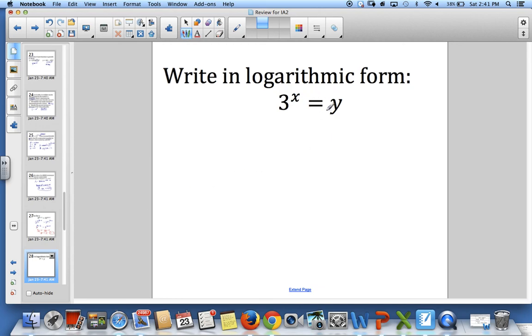Write this in logarithm form. We have to be able to just work back and forth. Log, the base goes down here, and this is the base, 3. The answer goes right here, and the exponent goes over here. And I check to make sure 3 to the x equals y. That's perfect. That's the answer there.